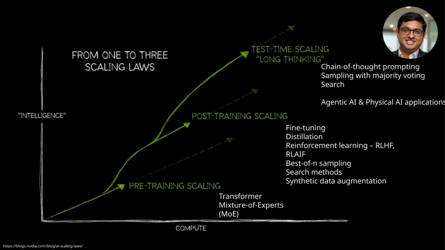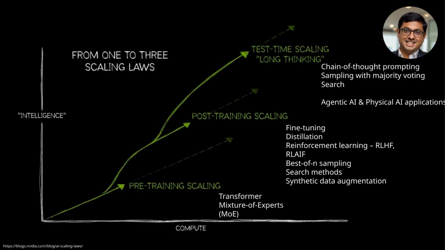Best-of-n sampling and search methods allow a model to consider multiple outputs or decision paths, then select the most promising one. Synthetic data can be used to improve a model's handling of rare or edge cases. In earlier sections, we have discussed various post-training techniques.